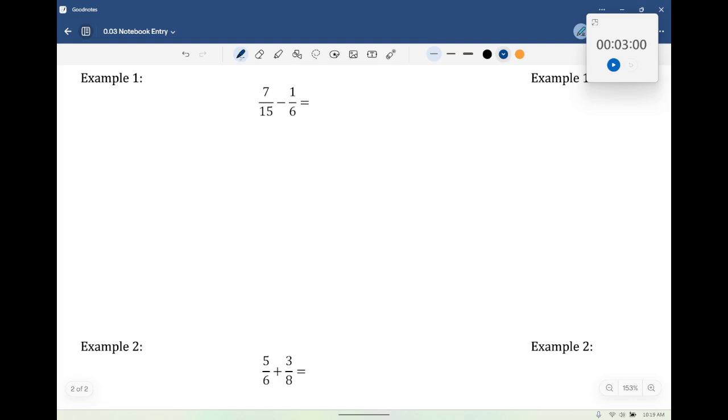But if I look at these two right now, I know that there's no whole number I can multiply 6 by to get to 15. And so instead, I know that both of these fractions are going to end up having to change. The question is, what should I use then for my least common denominator? Well, let's think about our multiples.